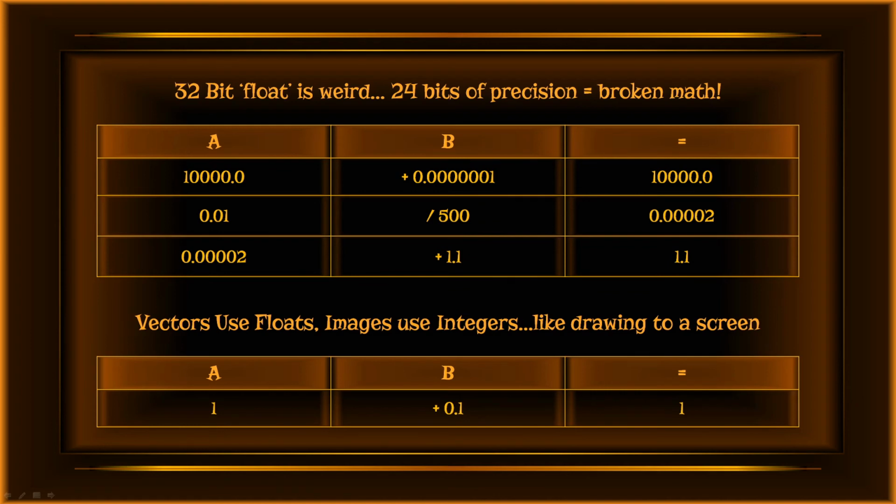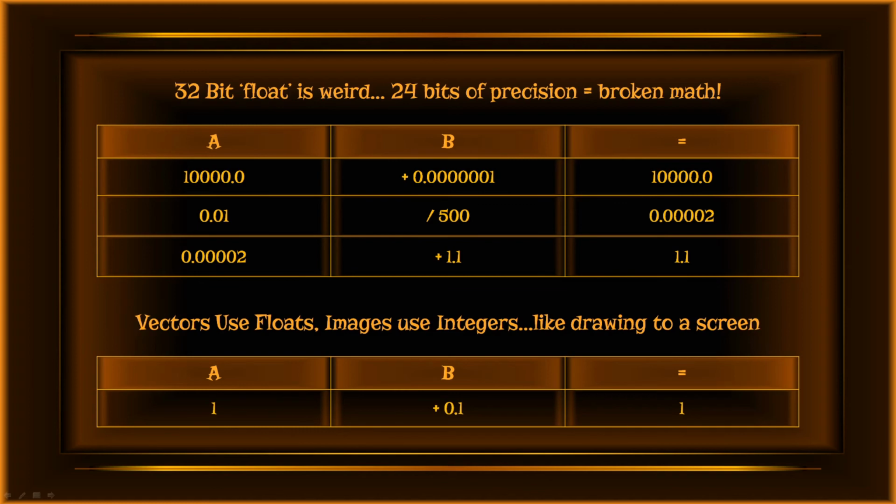Or if you have a situation where you have a small vector, and it's perfectly normal to have a 0.01 movement in a frame or over a second, and then you divide it by 500 frames per second, which gives you a reasonable value of 0.00002. But if you add that to 1.1, you still get 1.1, which is really odd, and it will drive you nuts when you're making computer games.